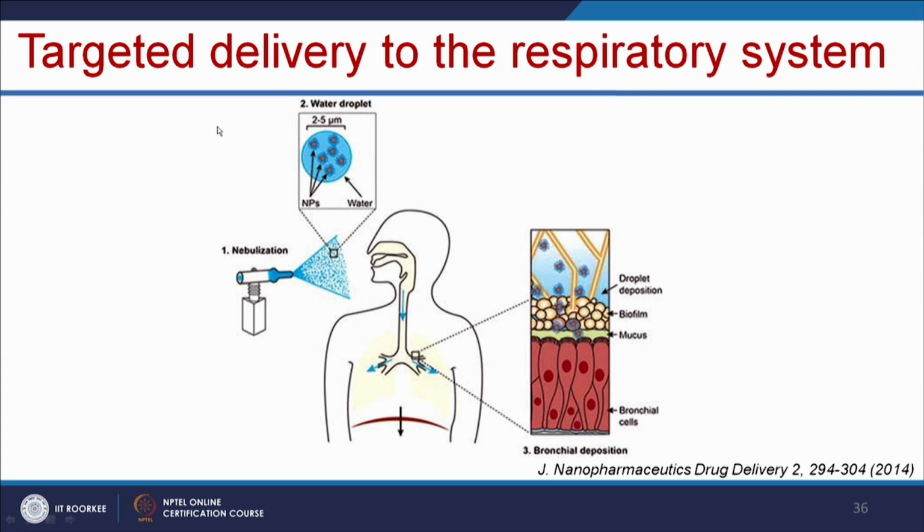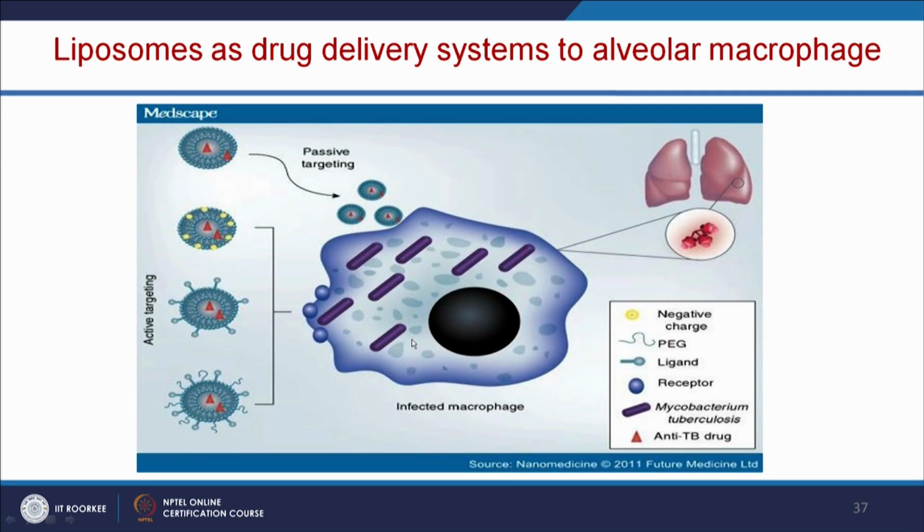Let us see how we can deliver the drug to the respiratory system. Using the nebulizer, we can deliver these inhalable nanoparticles to the person, and they can reach the lungs and deliver the drugs. For example, it can be useful for lung cancer or other lung related diseases. We can also use it for Mycobacterium tuberculosis therapy.